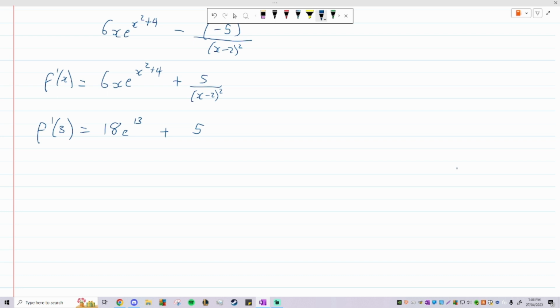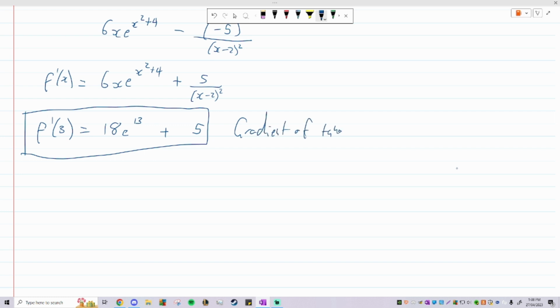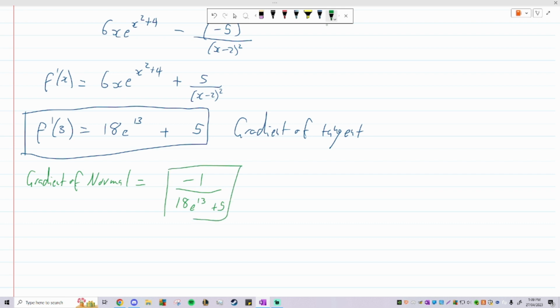So that here becomes our gradient of the tangent. Now while we're here, we might as well find the gradient of the normal. And that's just going to be negative 1 over this whole thing. I'm not going any further than that. I'm not trying to simplify it or make it this whole weird heebie-jeebie thing. I'm simply doing negative 1 over it.